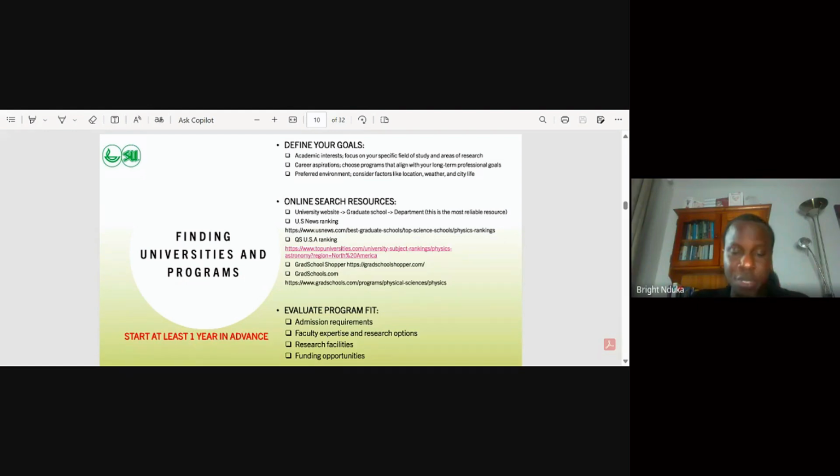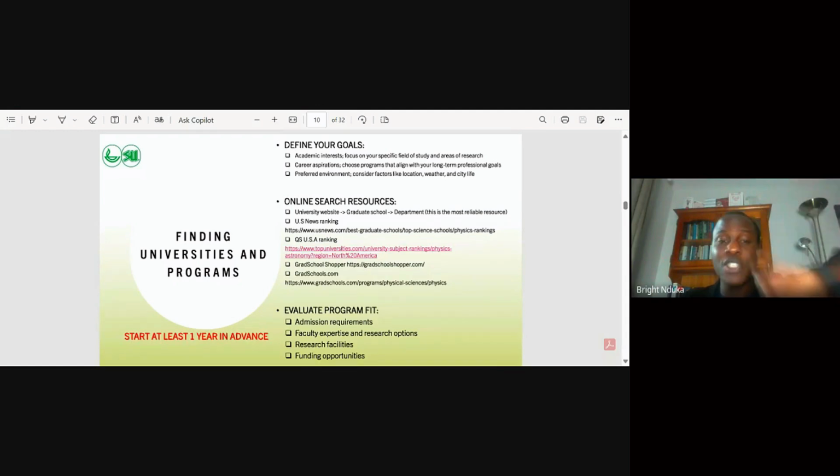Then online search resources. Now you go to the university website. When you go to the university website, there is a place called graduate school. You go to the graduate school, and the department that you are looking at, that is the most reliable resource where you get most of the information that you are looking for. All right, and then you need to also consider the US News ranking. Okay, the US News ranking tells you universities that are actually doing well and in what course they are doing well. Okay, so there are some schools that are actually doing well in a particular course and they rank so high in that particular course.